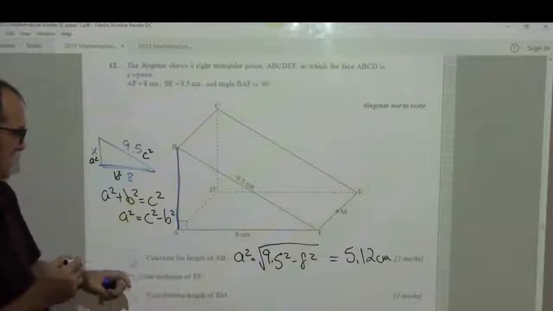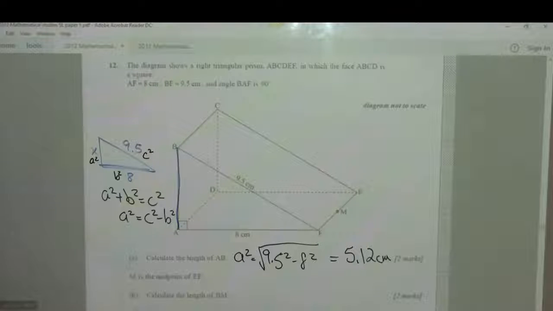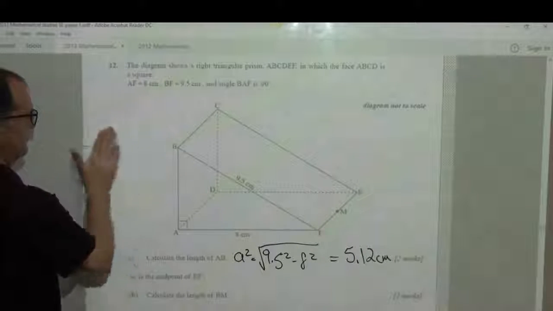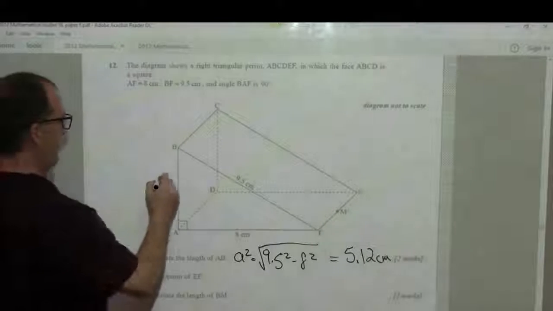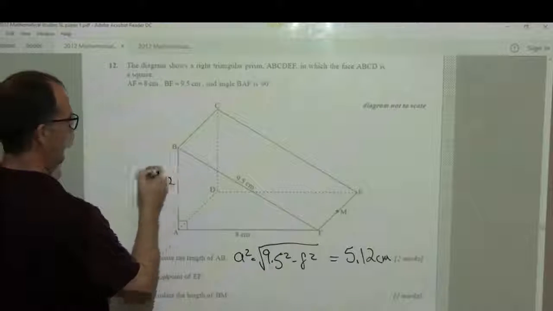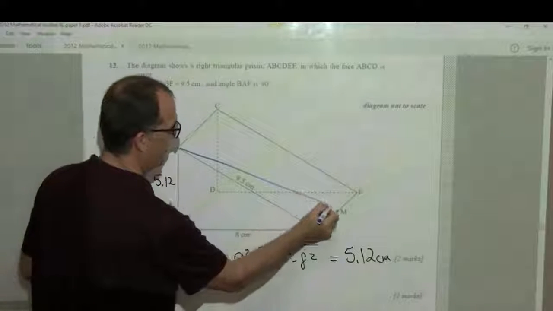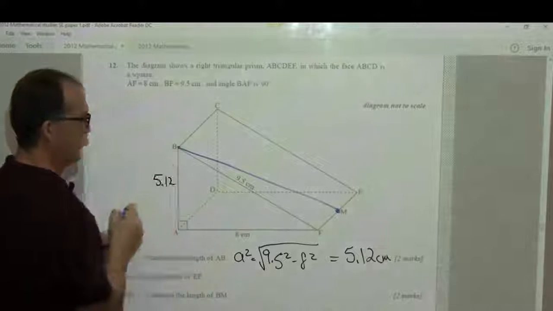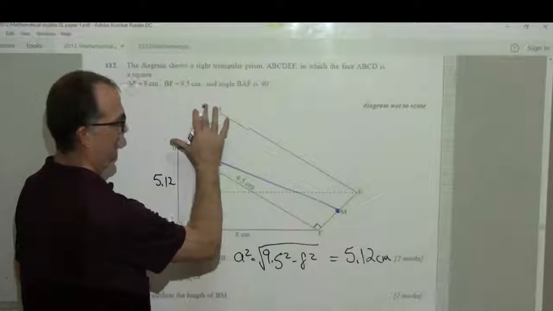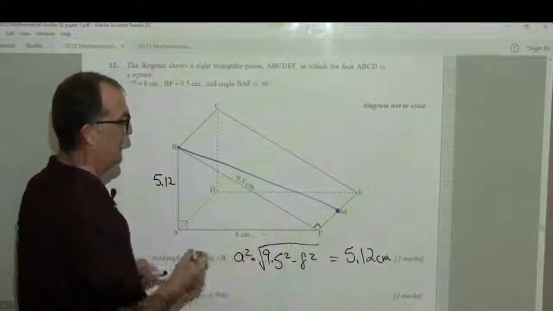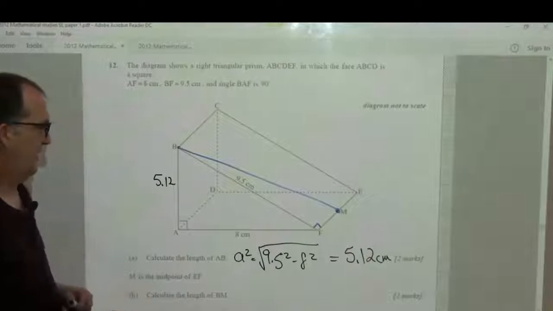Then they say M is the midpoint of EF. Calculate the length BM. Let me just clean this up a little bit. So I know this is 5.12, and they want me to figure out this length going across the front, B to M. Again, this is a rectangle, so we know this is 90 degrees down here. It should be a Pythagorean theorem, but the question is, what is that length, FM?